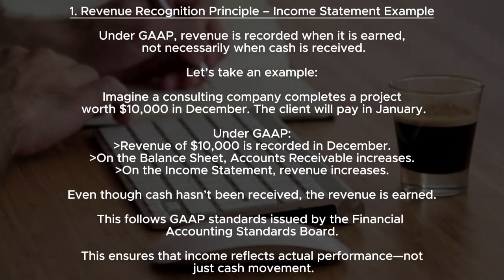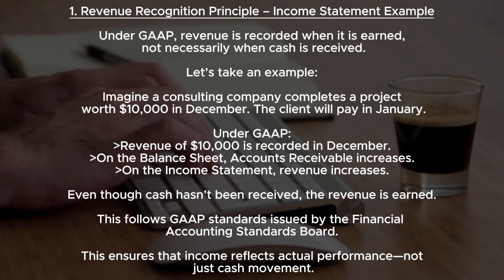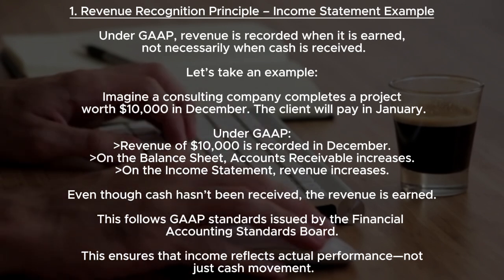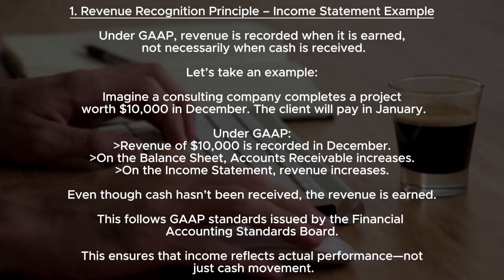On the balance sheet, accounts receivable increases. On the income statement, revenue increases. Even though cash hasn't been received, the revenue is earned. This follows GAAP standards issued by the Financial Accounting Standards Board. This ensures that income reflects actual performance, not just cash movement.